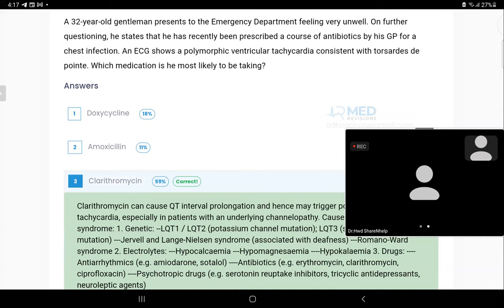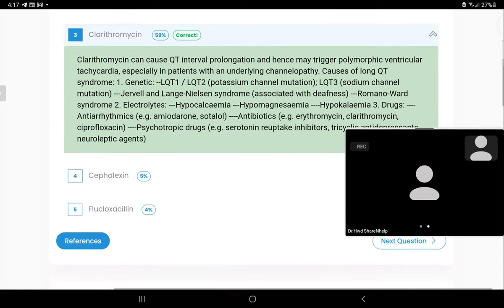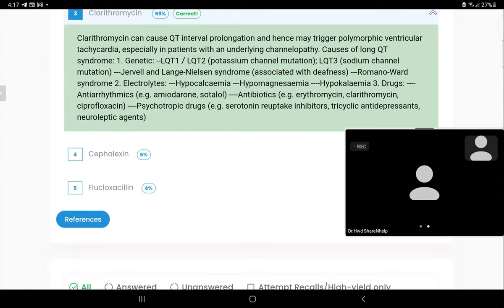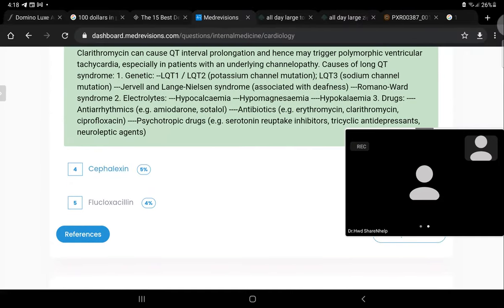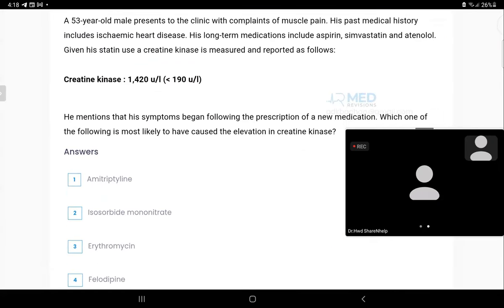That is correct. Clarithromycin can cause QT interval prolongation. Please do remember that. Which drugs? Erythromycin, clarithromycin, ciprofloxacin, SSRIs, TCAs. Please write it down: clarithromycin, erythromycin, ciprofloxacin, SSRIs, tricyclic antidepressants can give rise to QT interval prolongation, torsades de pointes, triggering polymorphic ventricular tachycardia. Please do write that. Trust me, I'm stressing on this because this is important. I'm hoping you guys are making notes.